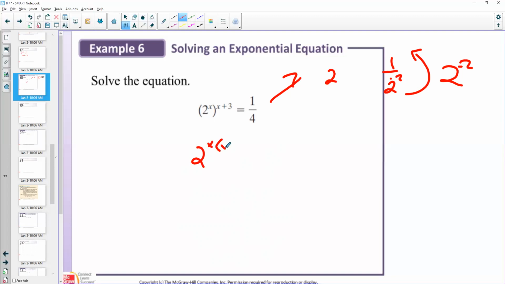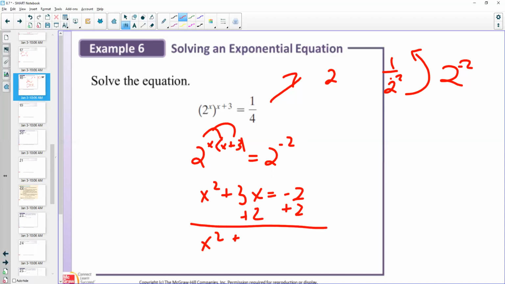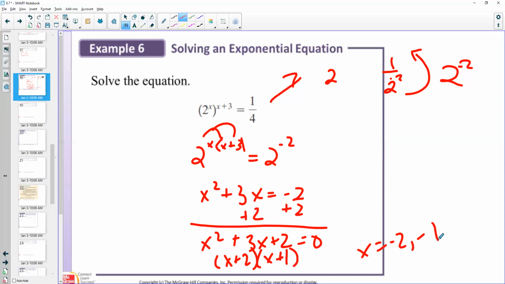So I'm going to rewrite this. 2 to the x times x plus 3 equals 2 to the negative 2. Okay, well, now I can just distribute here. So I get x squared plus 3x equals negative 2. And you know how to do that from there. We've been factoring and factoring and factoring our little hearts out all semester here. All right, then solve. I get x plus 2, x plus 1. So that means x equals negative 2 and negative 1. Both of them work. If you check, you should, please check.